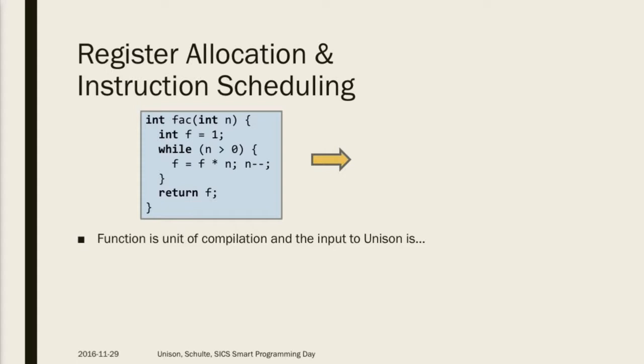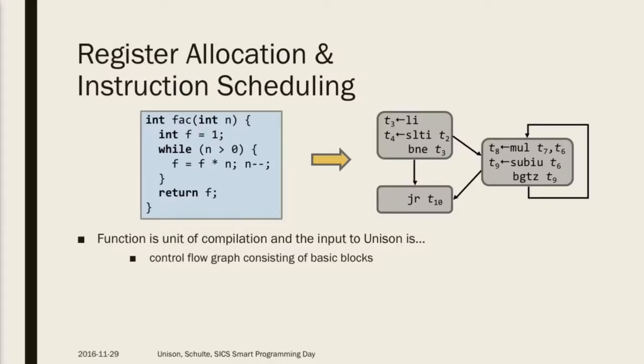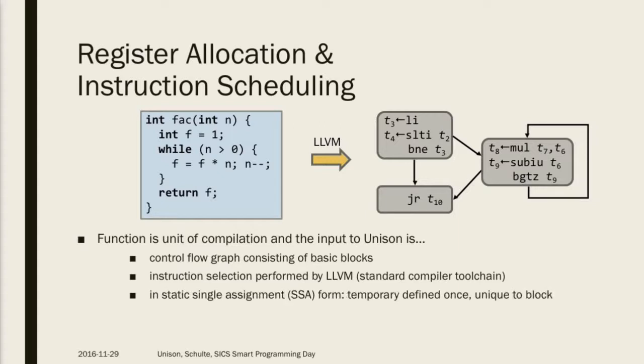So basically, our unit of compilation is a function. That is the input to Unison. Then we have it as a control flow graph consisting of basic blocks, where we already have done instruction selection. And we build on top of a standard compiler toolchain called LLVM. And we assume, which is also state of the art, and LLVM does that, that the basic blocks are in SSA form, static single assignment. And the only trick is you assign a temporary or program variable at most once, right?